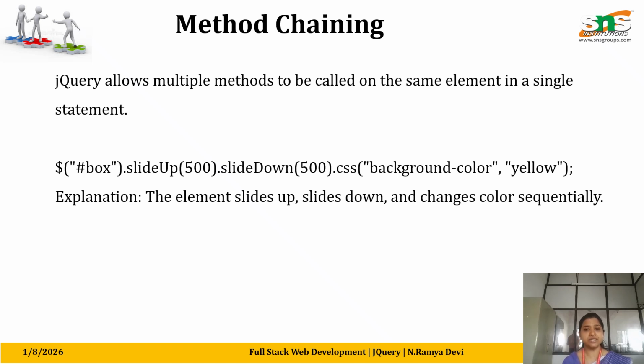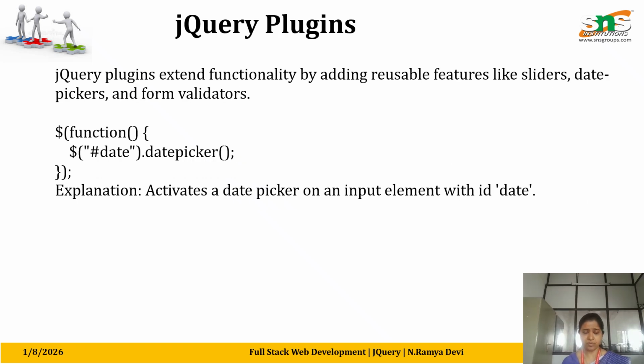And here this element slides up and slides down whenever the color changes, sequentially. It means it allows multiple methods to be called on the same element in a single statement, and this is called method chaining. We also have many plugins and APIs, for example for activating a date picker. In this example, we activate a date picker on an input element with the ID called date.